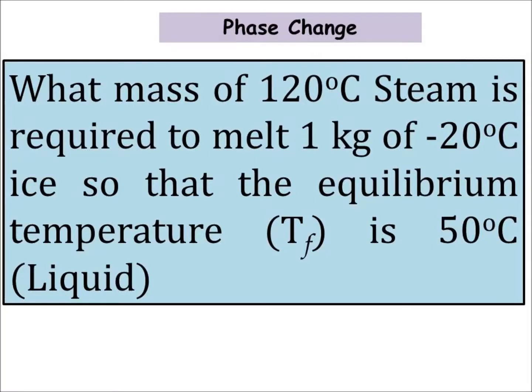Hello, this is ice problem number three, and it begins with: what mass of 120 degrees Celsius steam is required to melt 1 kilogram of negative 20 degrees Celsius ice so that the equilibrium temperature, TF, is 50 degrees Celsius liquid?